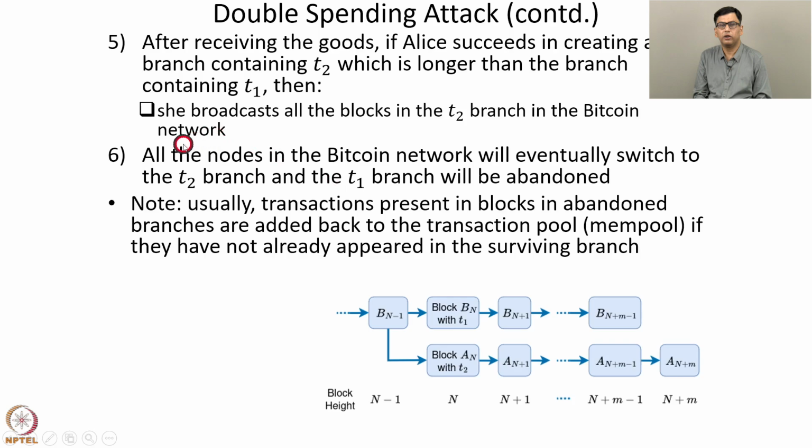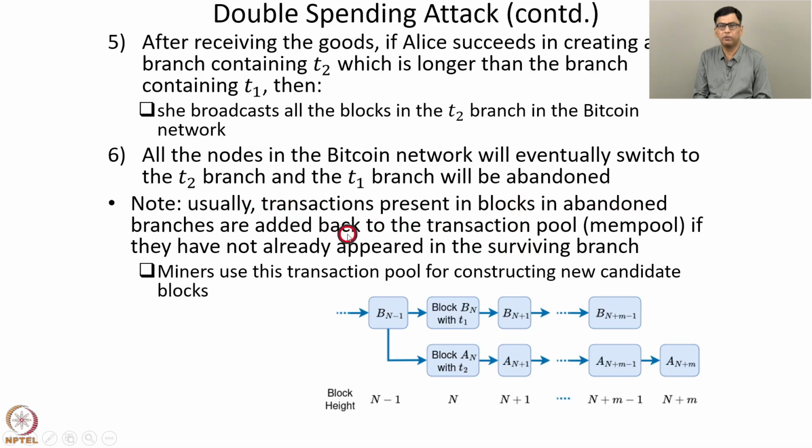One important point to note is that usually transactions present in blocks in abandoned branches are added back to the transaction pool, that is the mempool, if they have not already appeared in the surviving branch. Miners use this transaction pool for constructing new candidate blocks.